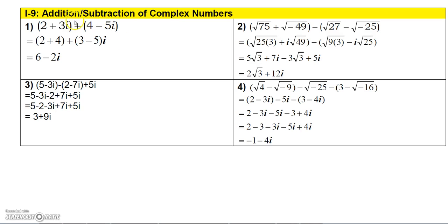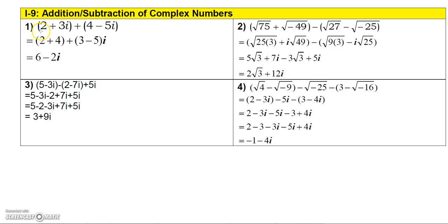In this lesson, we're going to talk about adding and subtracting complex numbers. This isn't too difficult, so this video won't be too long. We'll start with just a couple of basic complex numbers like 2 plus 3i and 4 minus 5i.